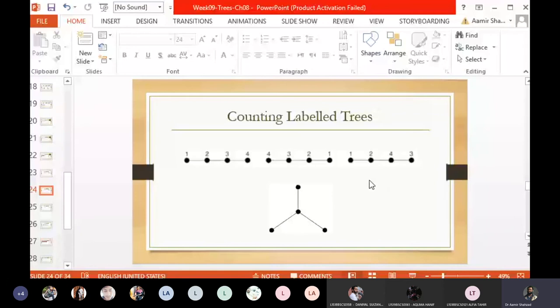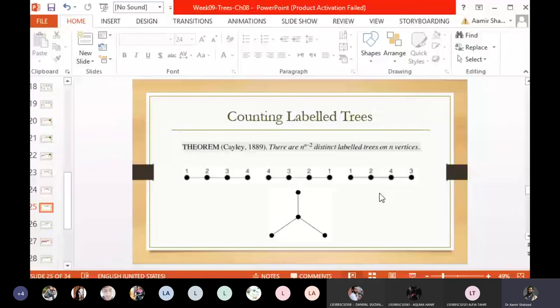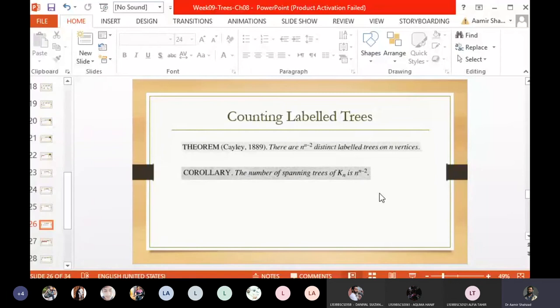So Cayley's theorem tells us we are going to have n raised to power n minus 2 labeled trees, distinct labeled trees. We can have a corollary from Cayley's theorem. Corollary ka matlab hota hai theorem se jo direct result hame nazar aa raha hai, obvious result nazar aa raha hai ki haan ye hai to ye to hoga.